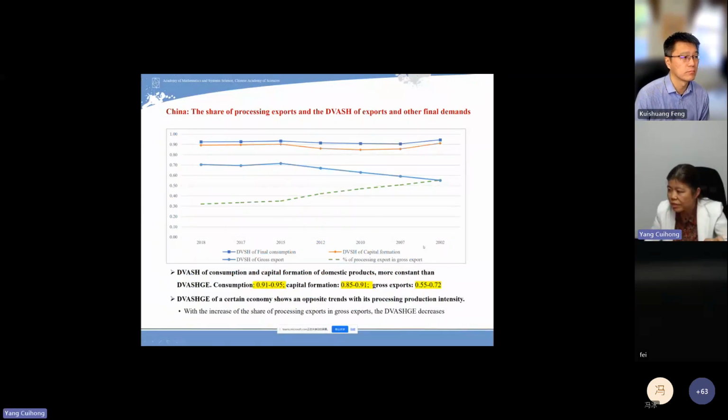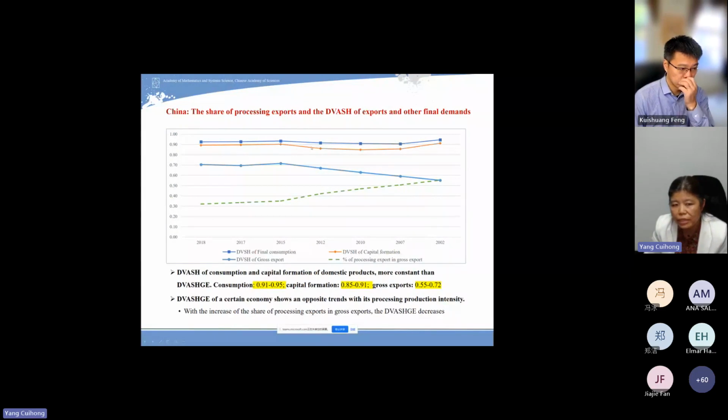Okay, these are the facts, the findings from China's data. The upper two lines, the dark blue and the orange lines, are the domestic value added share of final consumption and also capital formation. We could see that across the years, from 2002 to 2018, the variation is very little. So it's almost stable across the years.